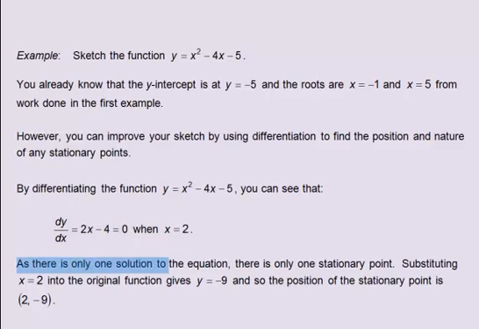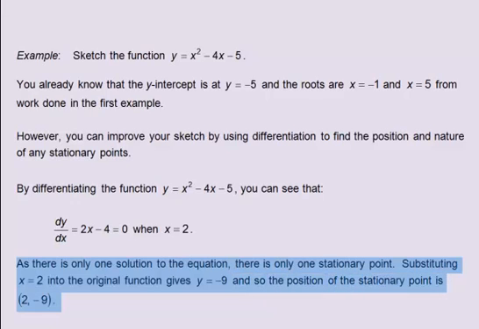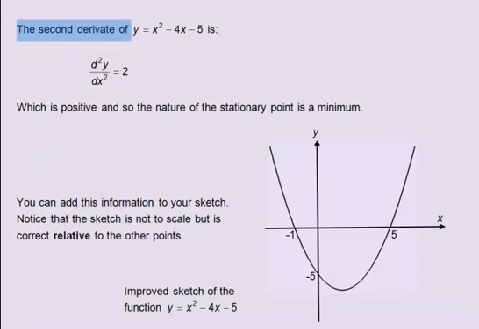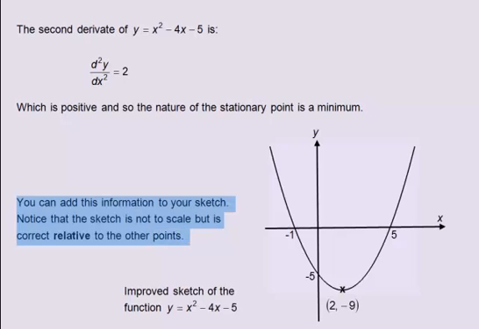As there is only one solution to the equation, there is only one stationary point. Substituting x equals 2 into the original function gives y equals minus 9, and so the position of the stationary point is (2, minus 9). The second derivative of y equals x squared minus 4x minus 5 is d2y over dx squared equals 2, which is positive, and so the nature of the stationary point is a minimum. You can add this information to your sketch. Notice that the sketch is not to scale, but is correct relative to the other points. This is an improved sketch of the function y equals x squared minus 4x minus 5.